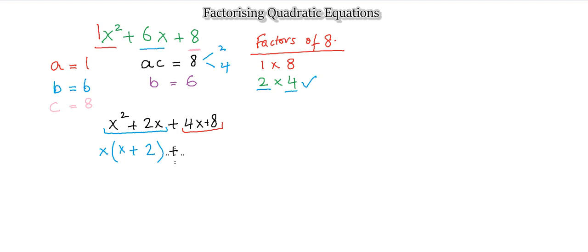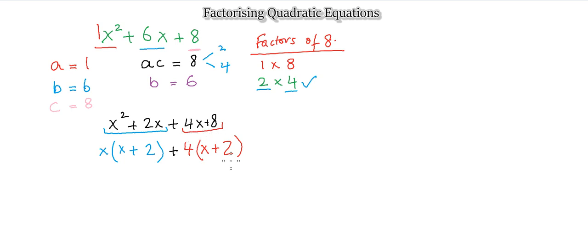Plus, we know that stays as plus. Now looking at the second term over here, 4x plus 8, if you want to factorize that, what's common between 4x plus 8? 4 is common. Bracket, 4 times what gives me 4x? x. Plus, 4 times what gives me 8? 2. Now that's factorized. So we factorized x squared plus 2x to this, and we have factorized 4x plus 8 to this.